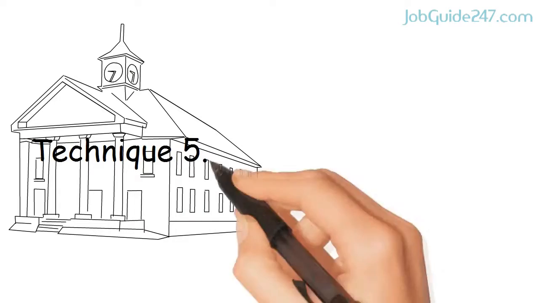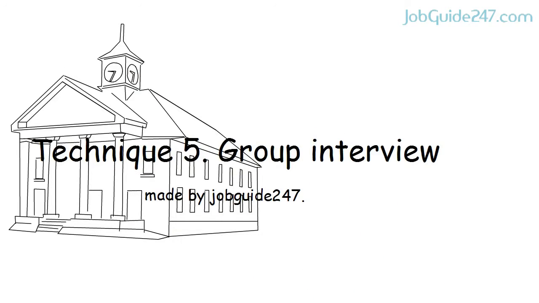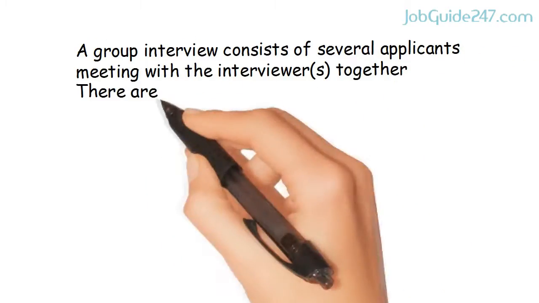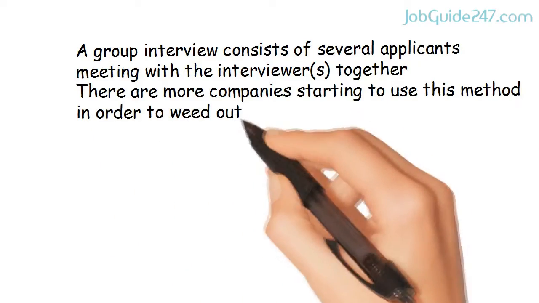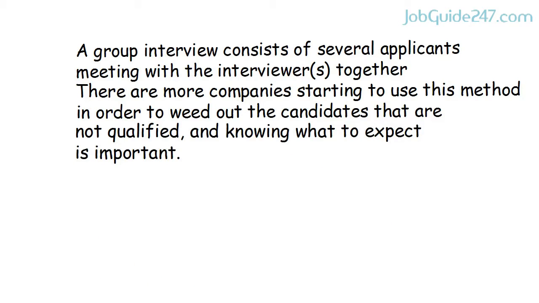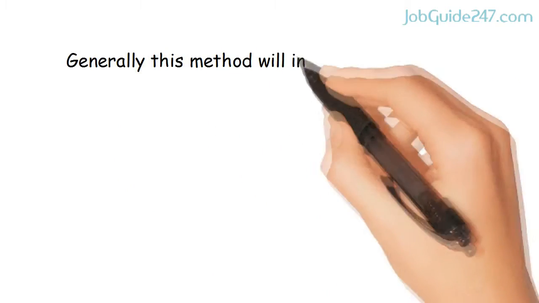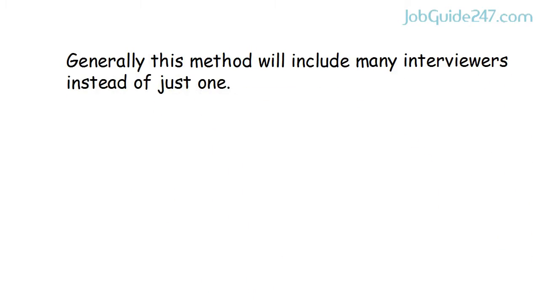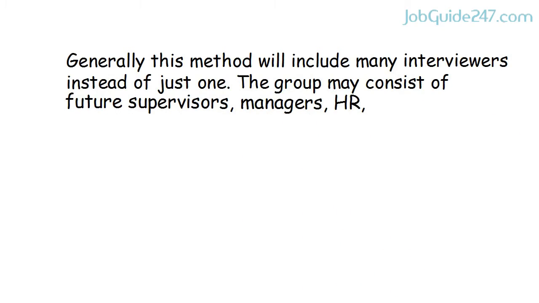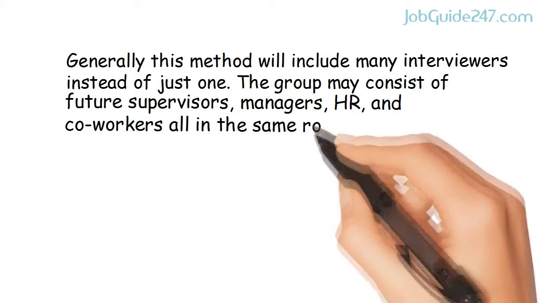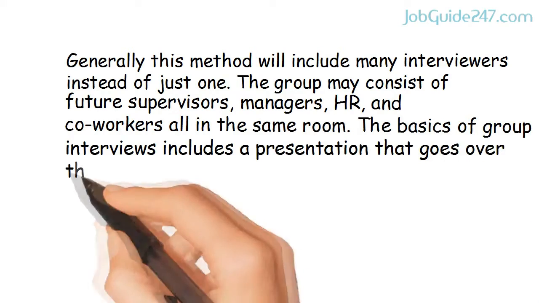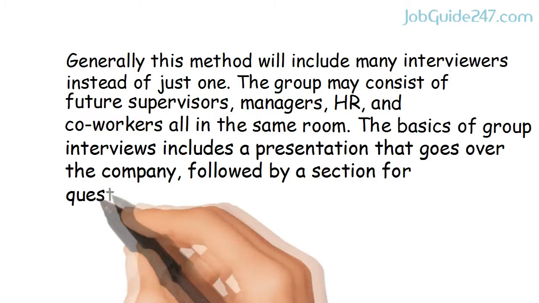Technique 5. Group interview. A group interview consists of several applicants meeting with the interviewers together. There are more companies starting to use this method in order to weed out the candidates that are not qualified. And knowing what to expect is important. Generally, this method will include many interviewers instead of just one. The group may consist of future supervisors, managers, HR, and co-workers all in the same room. The basics of group interviews include a presentation that goes over the company, followed by a section for questions and answers.